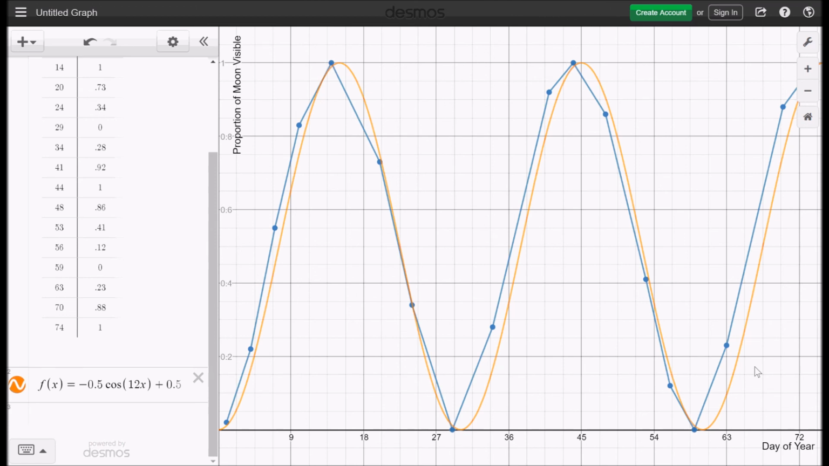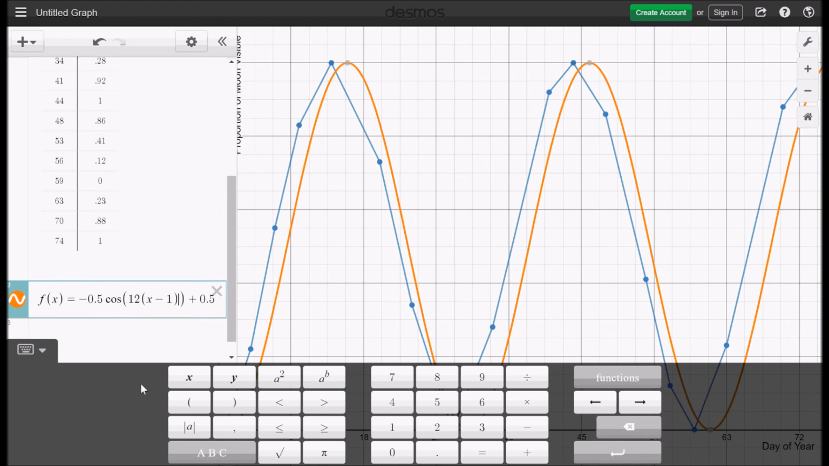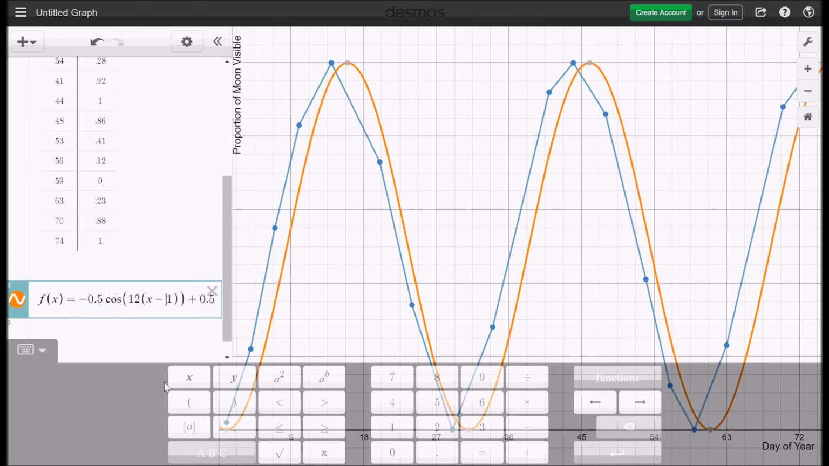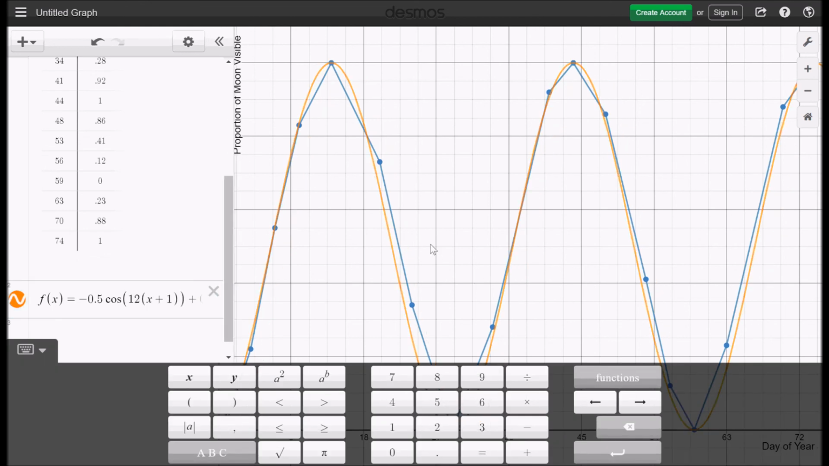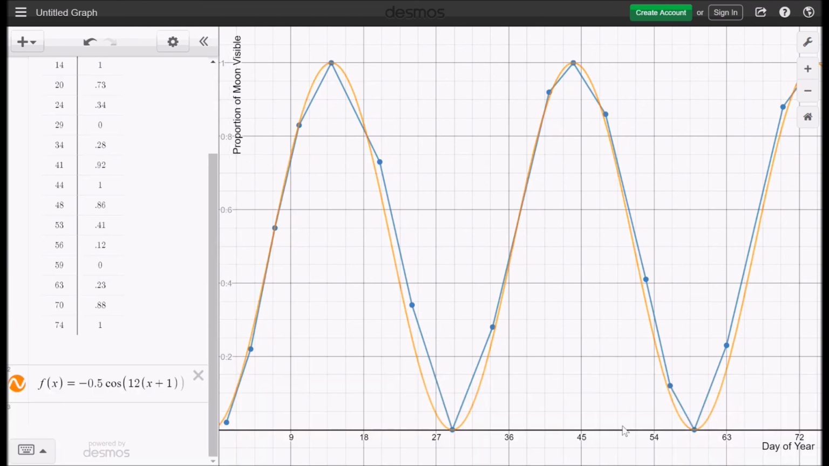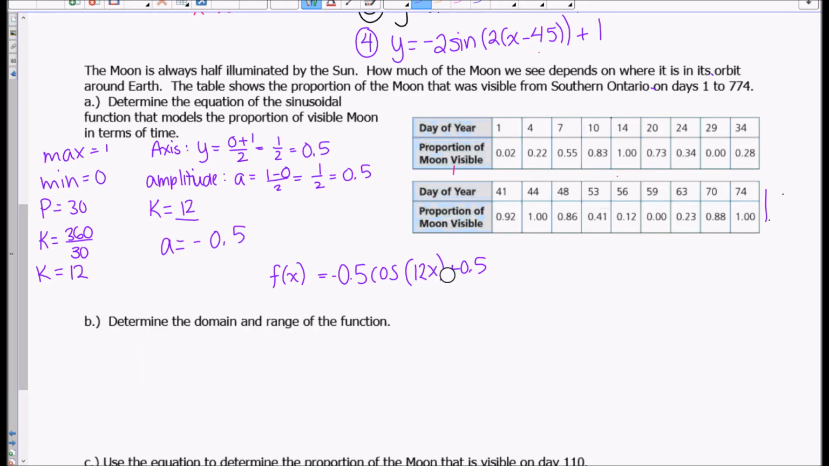graph. Okay? But if you notice, it actually appears like I should have a phase shift because the minimum occurs at 29, but here in my graph, my minimum is actually occurring at 30. So if I were to say 12 times x minus 1, I think that that would give me a little bit, sorry, x plus 1, because I need to go to the left. I think that that would give me a little bit better graph right here. Okay, so let's just adjust that in our equation right here. We'll say f of x is equal to negative 0.5 times the cosine of 12 times x plus 1, plus 0.5.